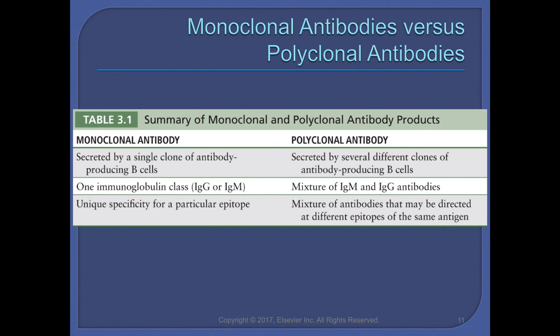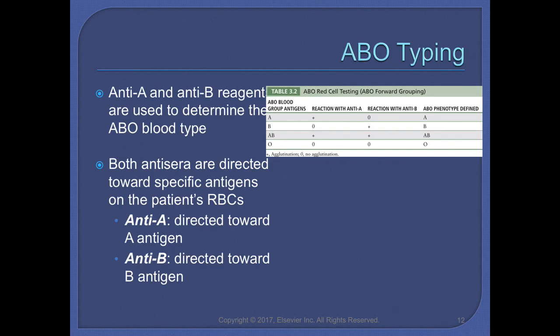Monoclonal antibodies have a unique specificity for a particular epitope, as opposed to polyclonal, which has a mixture of antibodies that may be directed at different epitopes of the same antigen. So what are some of the antibodies that we use? I apologize for this. It looks like my table went up a little bit, and it covers some of the wording for the first line, but I will post the correct format for this so that you'll have the right handout.